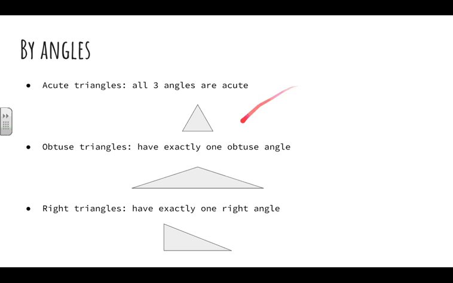An obtuse triangle is one in which the triangle has exactly one obtuse angle. So we can see this triangle right here. Here is our obtuse angle. It is wider than 90 degrees. Now it's impossible for a triangle to have more than one obtuse angle. It would be impossible for all three sides to meet at three different vertexes.